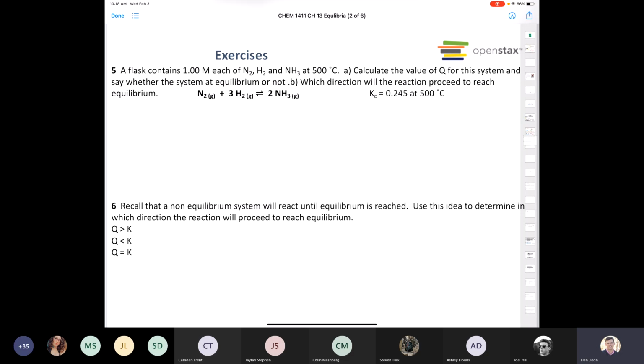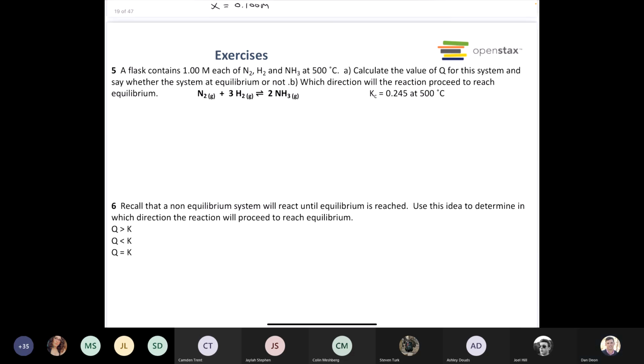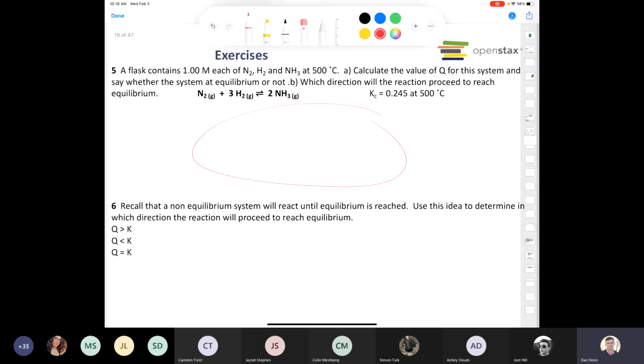Calculate Q. Oh yeah, we got 1 mole of each. Yep, 1 molar of each. It says calculate Q for the system and say whether the system is at equilibrium or not, and then tell me which direction the reaction is going to proceed to reach equilibrium, right? This question is just one of those classic questions that I'm going to ask you. You know, the reason we're doing this is just to solidify, right? Just to understand what the hell is going on. So let's do it. Pardon my language.